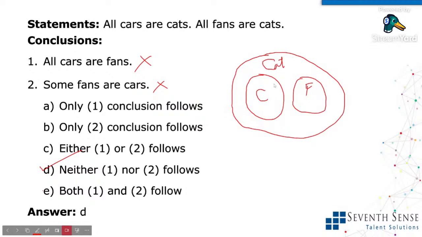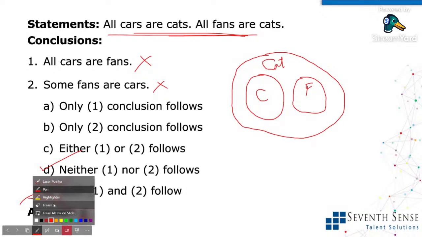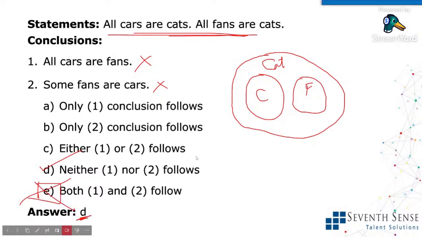All cars are cats. Yes, cars are cats. And the next one, all fans are cats. So you have to write it separately because we don't have any connection between cars and fans mentioned over here. Until and unless it is mentioned in the statement, please don't assume anything and combine them. I know most of you went for option E, but unfortunately, this is not the right answer. Your option D will be the appropriate answer for this question. I believe you have understood this.